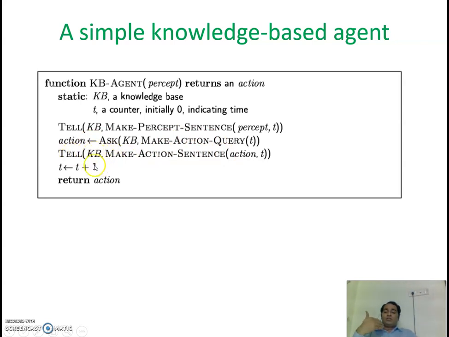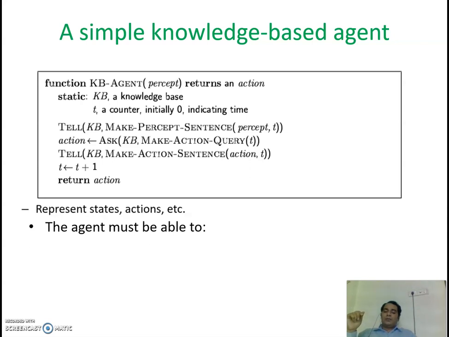So tell, and go to the next time. t is the next instance of time. So t tends to t plus 1, and return the action that it needs to perform. So this is your simple knowledge based agent. I hope this is clear for you.